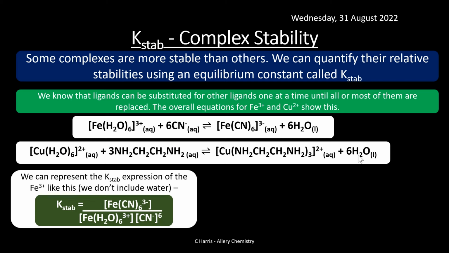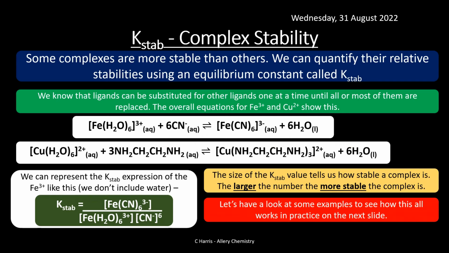So we can represent the stability, or the K-stab expression for Fe3+, for example, by doing this. Now, we don't include water. Water is excluded. So we put the product, which is FeCN6 3-, over the reactants, which are these here. And that's the expression that we use to represent K-stab.